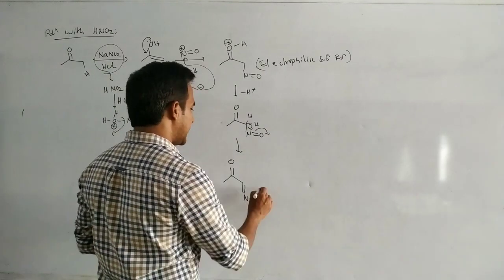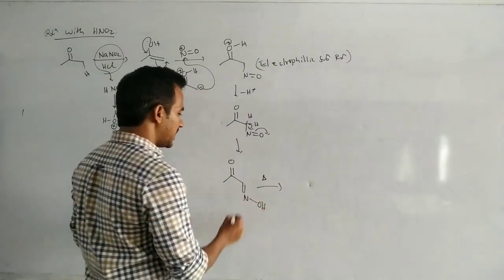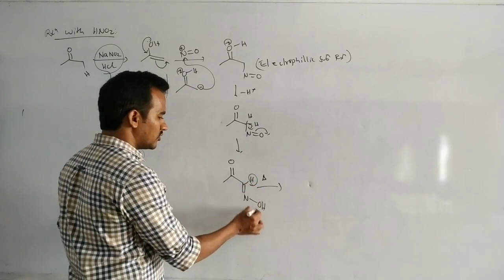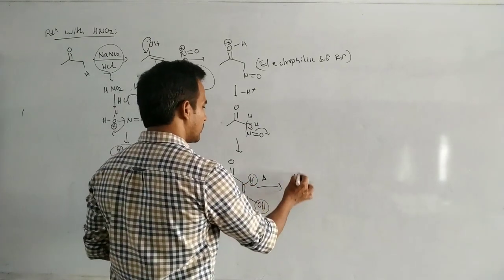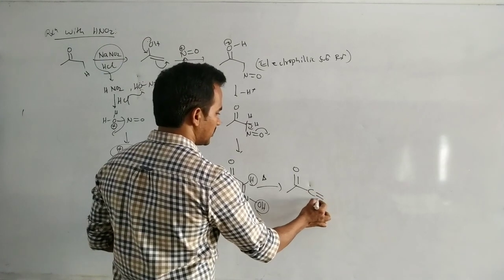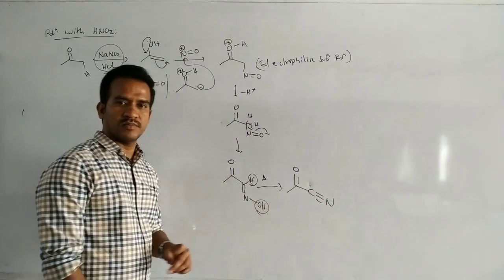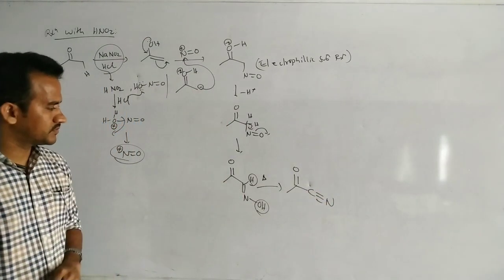Now if this compound is heated, there is a hydrogen here on OH. So loss of a water molecule takes place, giving C triple bond N. Okay, that is the compound.